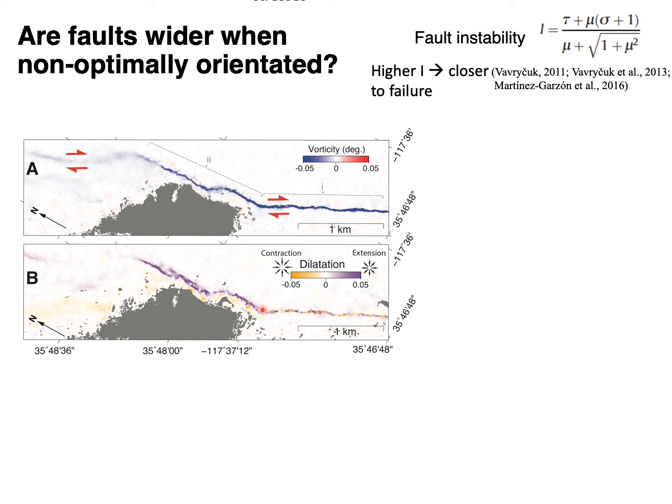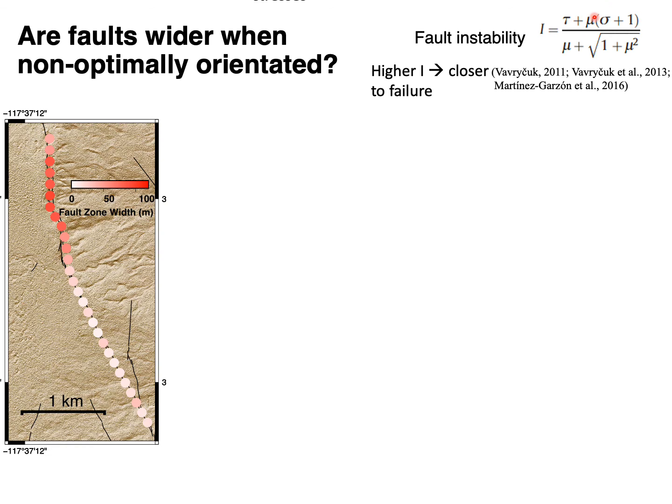And so what we did is measure the fault width from these strain maps. We actually used the second invariant of the strain tensor. And then to characterize how well these two fault segments are oriented within the stress field, we use something called the fault instability. This is used in focal mechanisms to determine which nodal plane is more favorably oriented within the stress field. So higher values of this fault instability indicate faults that are more optimally oriented given the stress and the frictional coefficient. So here are our measurements.